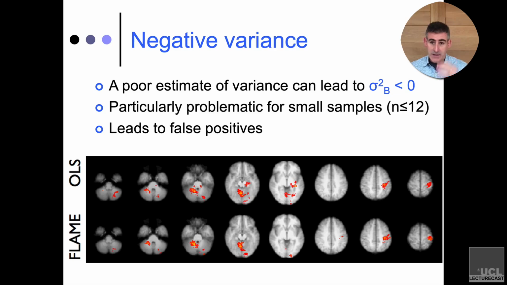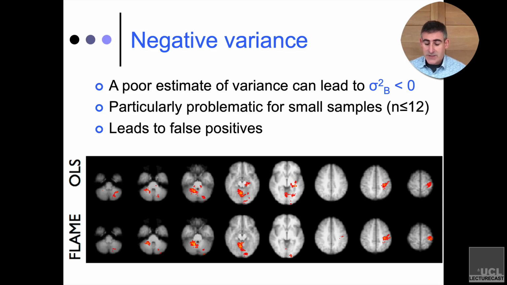But what you can see here in this example is that, again, I've done the same thing. I've analyzed exactly the same data in 2 different ways. And the ordinary least squares solution is on the top row, and then the more sensitive iterative process is on the bottom row. And what you can see is there's clearly overlap between those, which is probably legit activation.